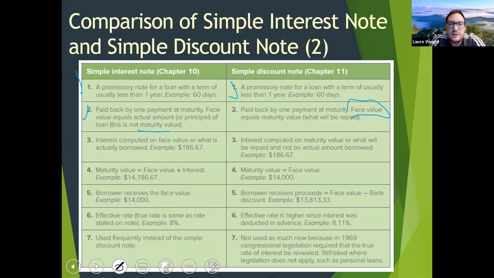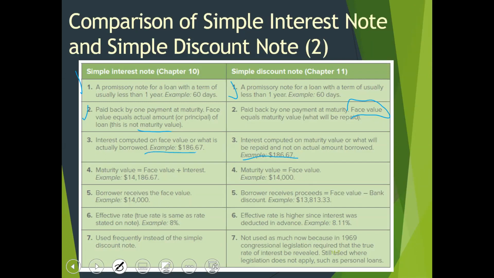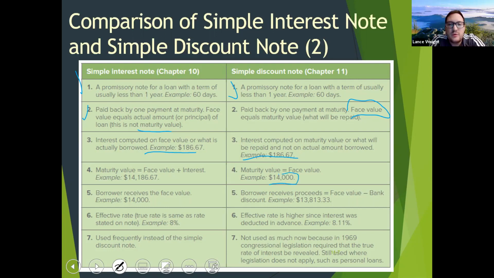So here, you're paying the interest on what you're going to pay, not the amount you're borrowing, and here you're paying based on what you're borrowing. If you borrow 14,000, then you pay back 14,000 plus the interest. But if the interest is taken out up front, then you're getting less, which means your effective interest rate is higher.